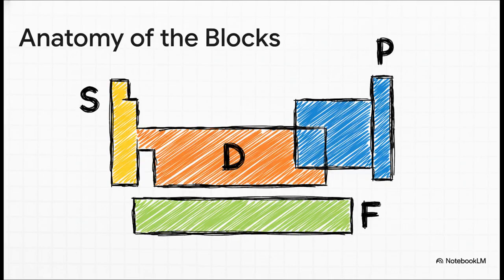And here's a quick tour of those continents. You've got the S block, way over here on the left, that's groups 1 and 2, then the P block, all the way on the right. In between, you have this big valley of the D block metals. And then, kind of floating down at the bottom, you've got the F block. Each one has its own unique properties.